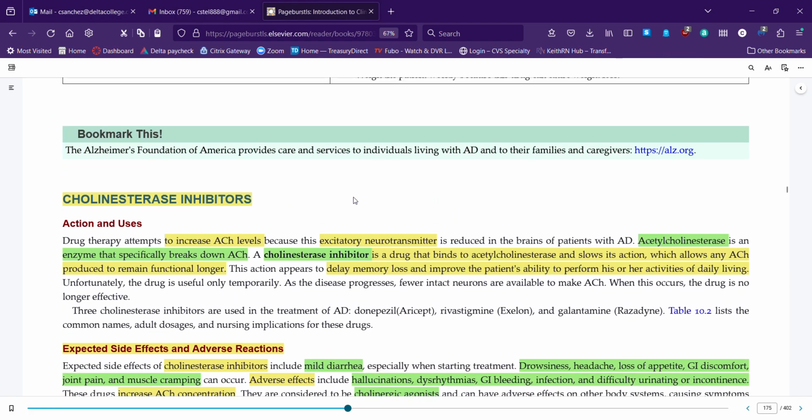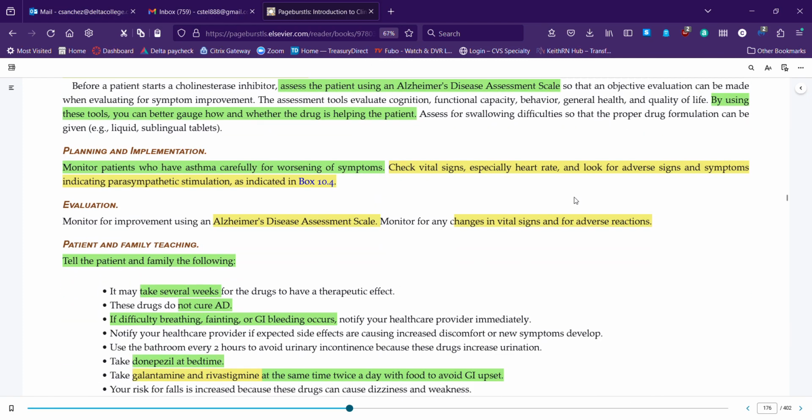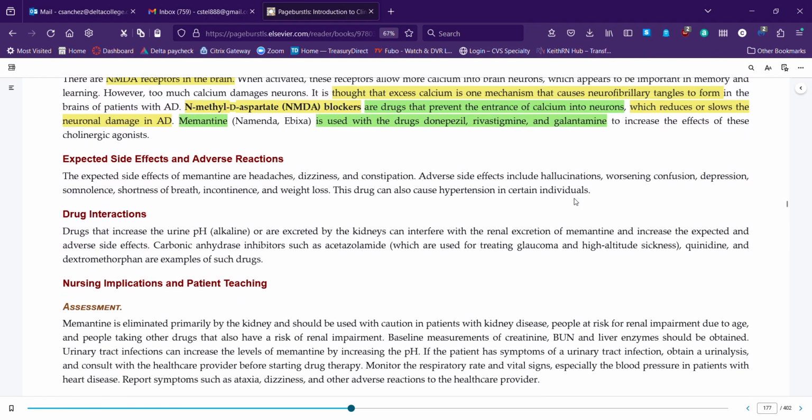Okay, so it's used with the cholinesterase inhibitors. You're going to see both of those used together, and they increase the effects of the cholinergic agonist. So expected side effects of the memantine are going to be your headaches, your dizziness, and constipation.